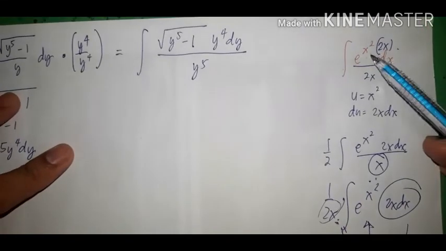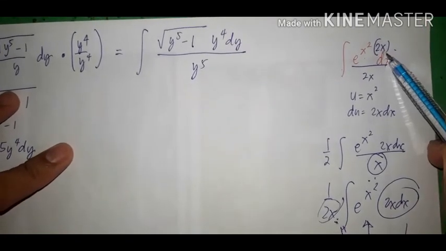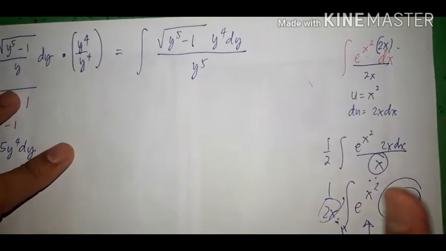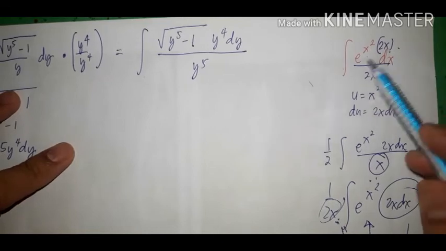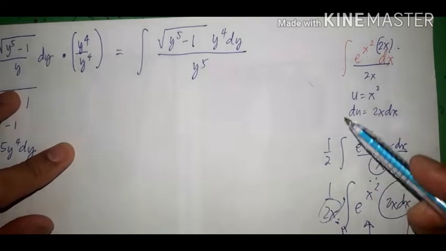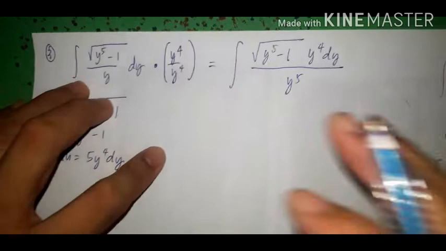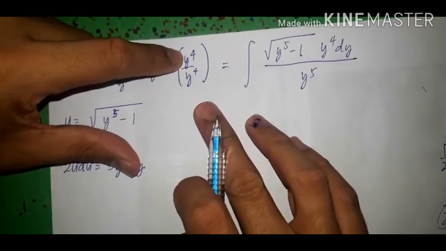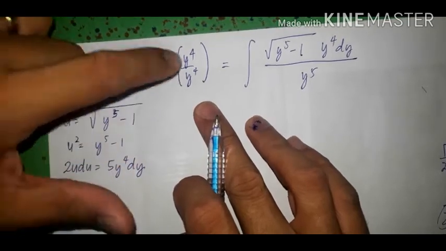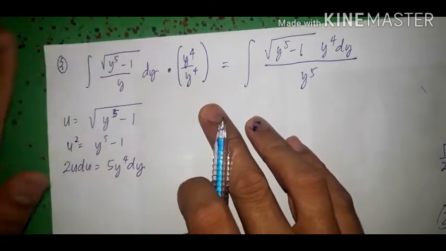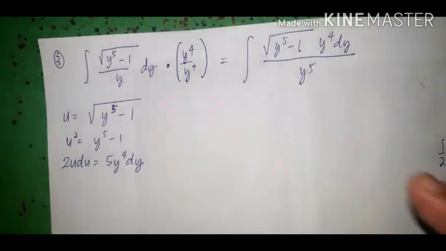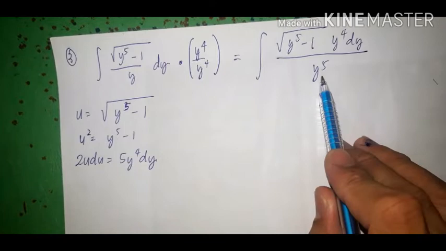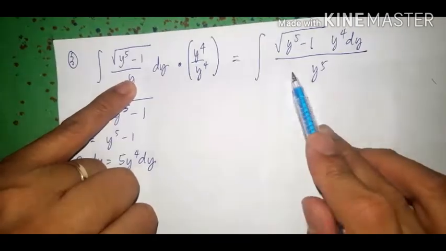Kaya hindi ka pwedeng mag-provide ng variable and compensate that variable outside. It's not possible. Constant lang ang pwede. Pwedeng gawin provided nasa loob pa rin siya ng integral sign. Just like this. So, I provided y to the 4th and compensate with y to the 4th. Pero nasa loob pa rin ng integral sign. Hindi ko siya inilabas ng integral sign. Okay. So, in that case, meron akong y to the 4th dy, meron akong y to the 5 kasi y times y to the 4th is y to the 5.